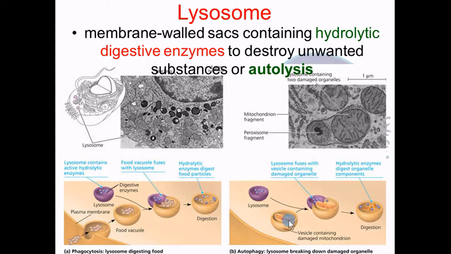Here's another one. If you have an old worn-out organelle, like a mitochondria, you package the mitochondria, you bring it over to the lysosome, it digests the mitochondria, and you spit out the waste products. It's a really cool process. Right? So here you can see in this example, it's a peroxisome fragment that's in here, and a mitochondria fragment, and then you're introducing these things together, and you're just destroying that mitochondria.